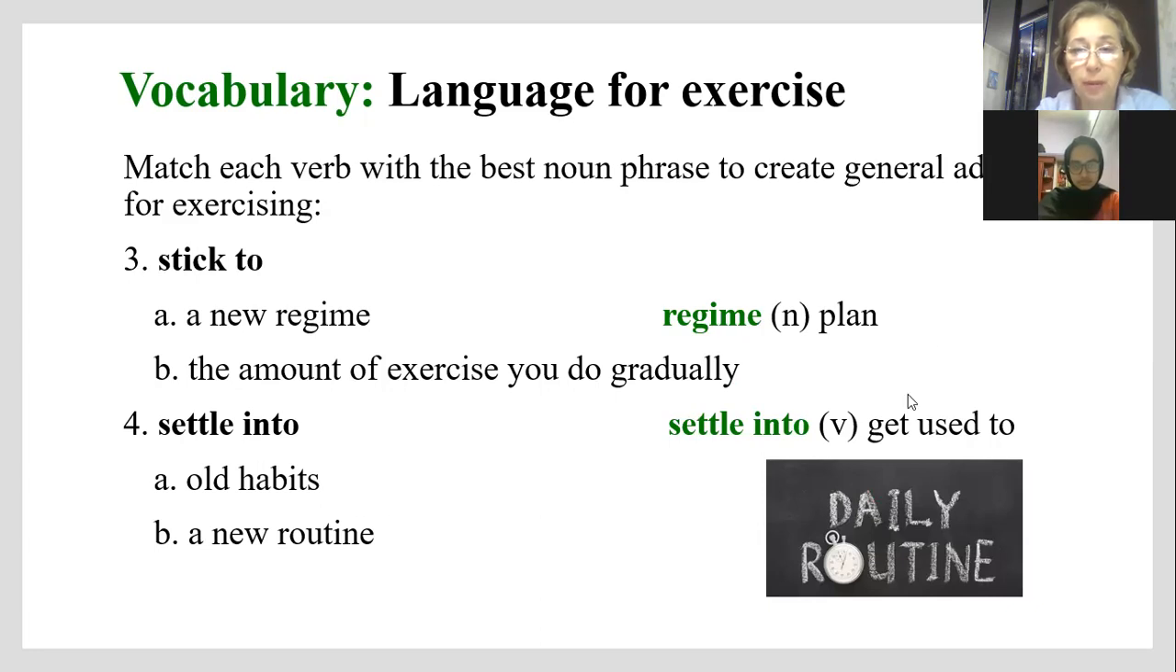Then the same task, we have a couple of new words we should remember. Regime as a plan and settle into, get used to something. So the same task, stick to a new regime. A new regime. Settle into a new routine. Okay. New routine. Yes.